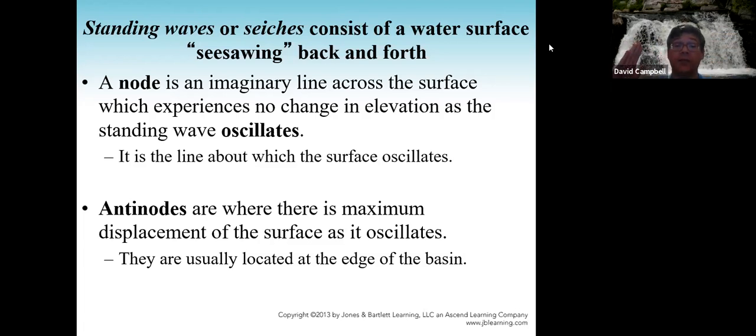Antinodes are at the ends where things go up and down the most. And typically that will be at the edges of our water basin. And typically we are at the edges. We live on the land, so we're going to tend to be at the edge of a basin rather than hanging out somewhere in the middle unless we're on a boat.